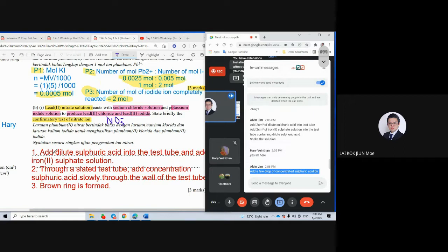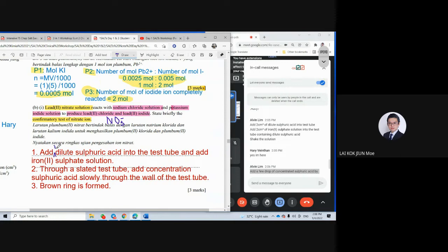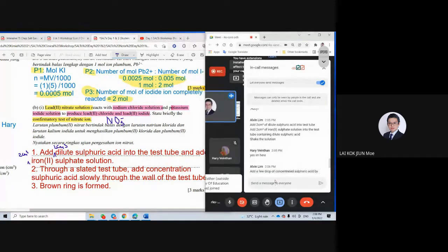Alvin already said must have a specific volume. So thank you, Alvin. 2 cm³ can. So into the test tube, add, maybe you can add 2 cm³ also here. All answers specific, no wrong one. Better than being deducted marks, right? And then shake the solution. Why do you want to shake the solution here? Alvin, why do you want to shake it? You want to make bubble tea?